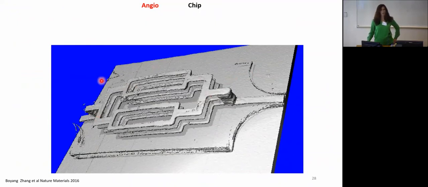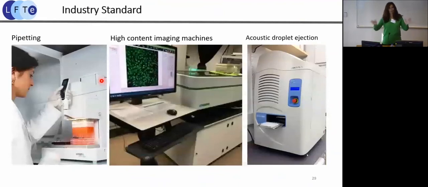This is actually a real micro CT image of an AngioChip's internal lumens. It is not a drawing. And so now when you have these lumens, if you endothelialize the lumens, you have to provide flow of culture media or flow of blood.